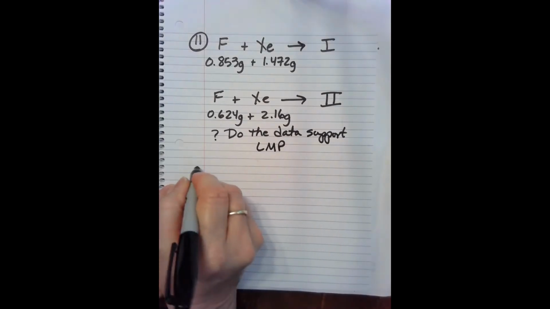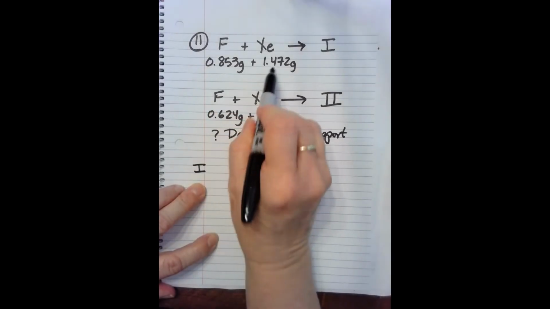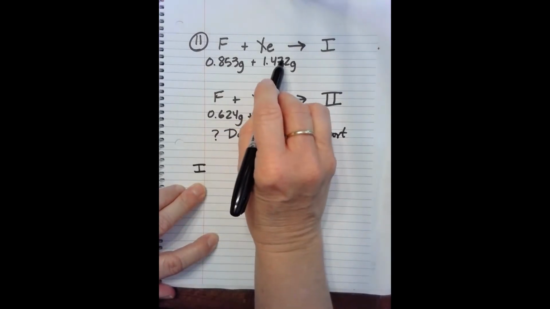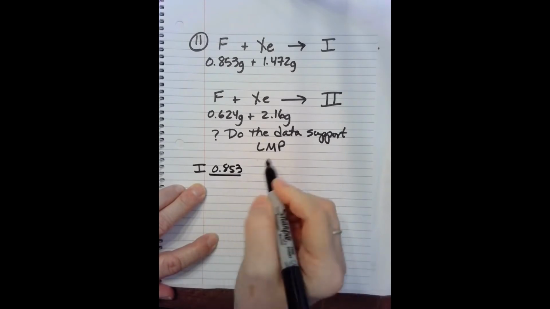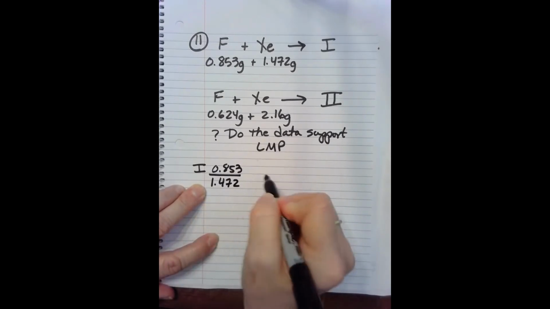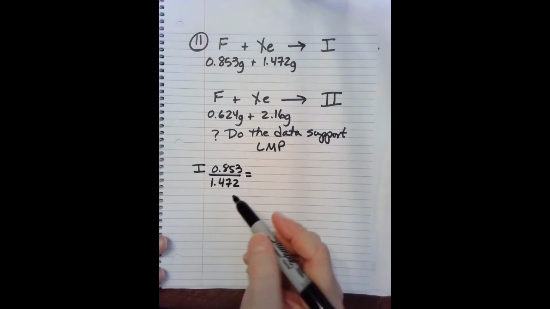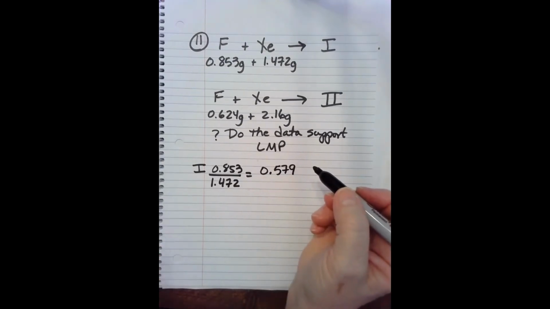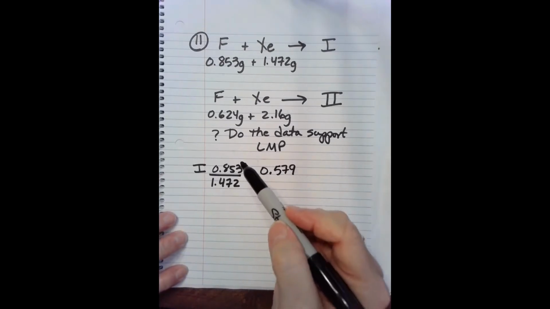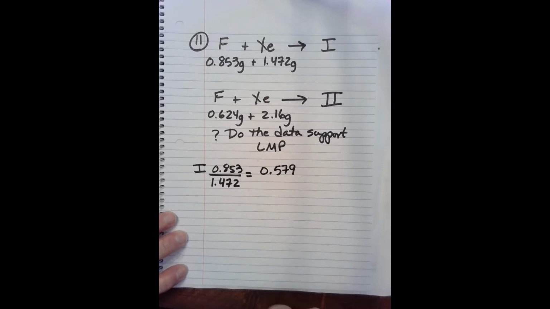So for compound number 1, I'm going to take these two numbers, take the smaller number and divide it by the bigger number. So 0.853 divided by 1.472. I'm just getting the actual division of that. Put that into your calculator, and I got 0.579. Please stop the video and do your own calculation and see if you get the same thing that I'm getting. Now this is fluorine to xenon, and I need to go in the same order so I'm making the same kind of comparison.